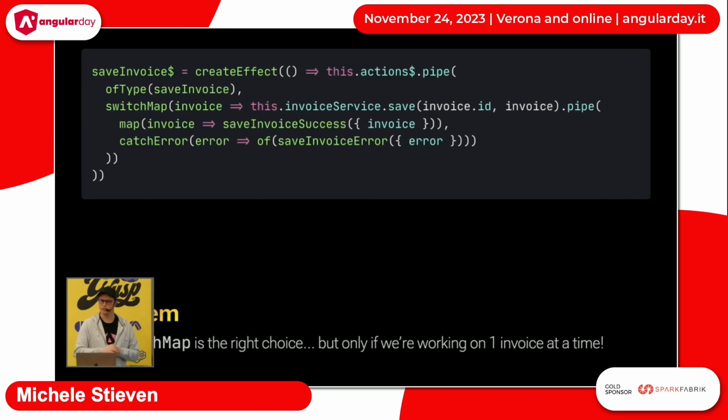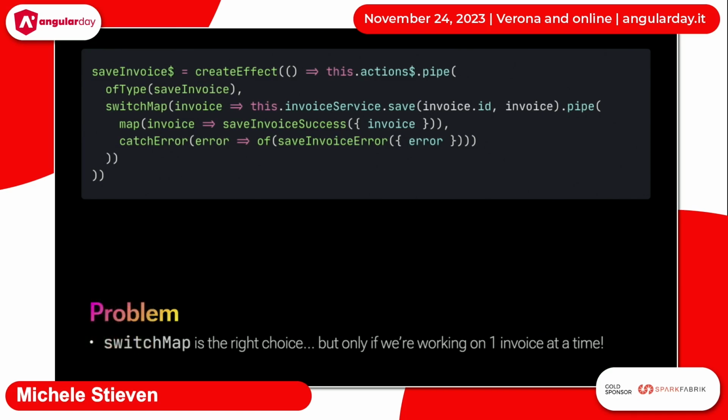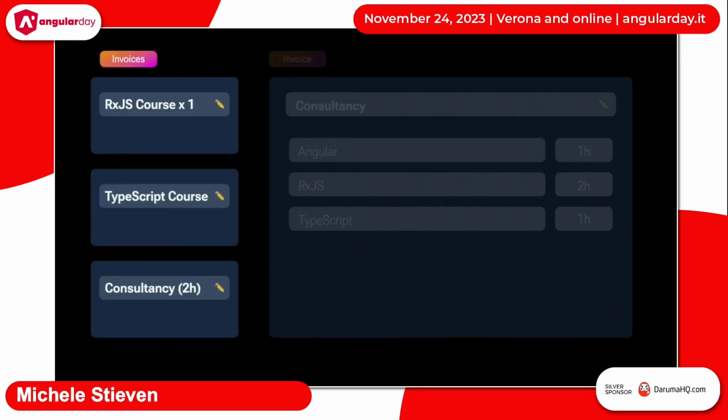When we receive the save invoice action, we make the API call, and then, if successful, we map the result with a save invoice success action, or we catch the error. In this case, we are using switch map to handle the back pressure, so that if the user modifies the invoice a second time before the first call has finished, the first call will be cancelled. It seems like switch map is the right choice for this, right? But there's a problem. Tomorrow, your UI changes. And on the left side of your app, it will be possible to modify each invoice title directly without selecting it and opening it.